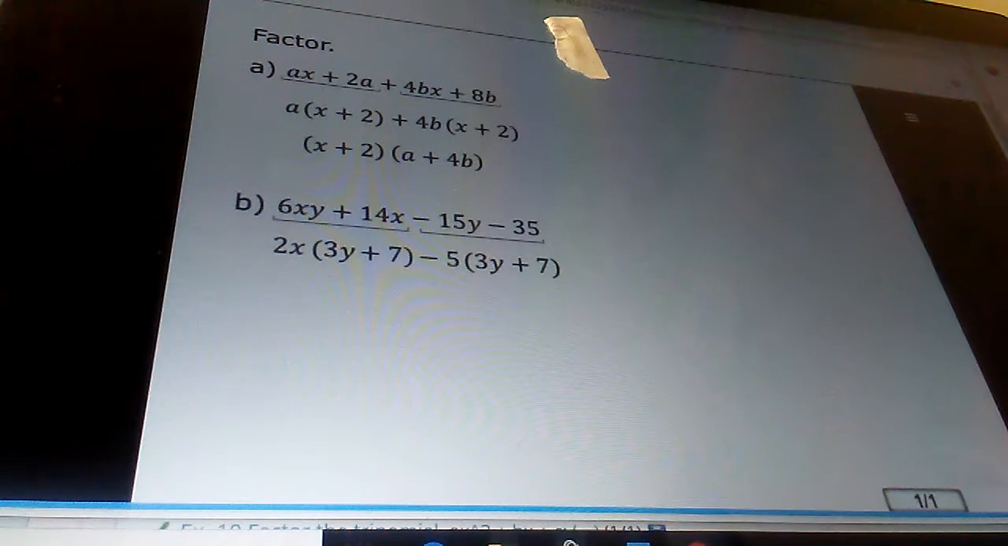The expression now has two terms with the common factor 3y plus 7. Write the common factor. The other factor is the sum of the remaining factors of each term, 2x and negative 5, or 2x minus 5. (3y plus 7) times (2x minus 5) is the factored form of the polynomial.